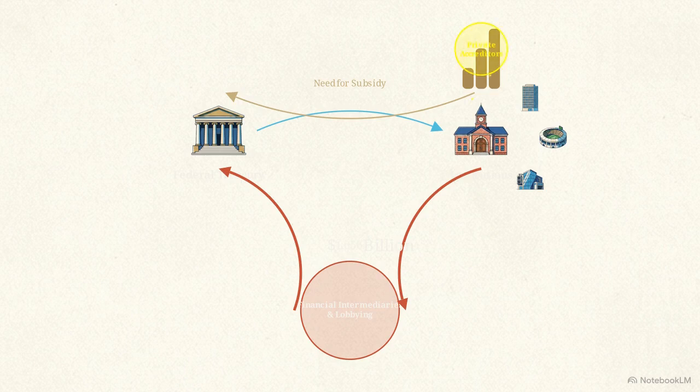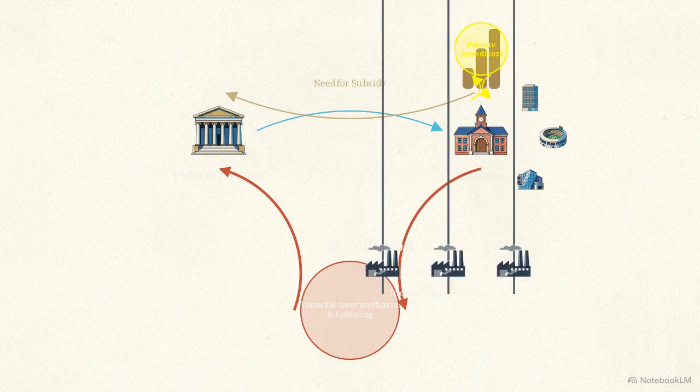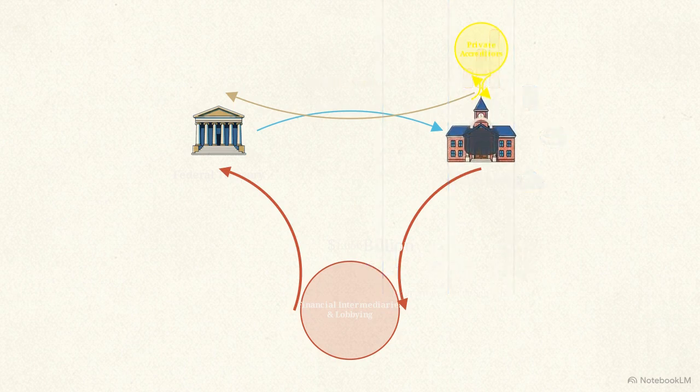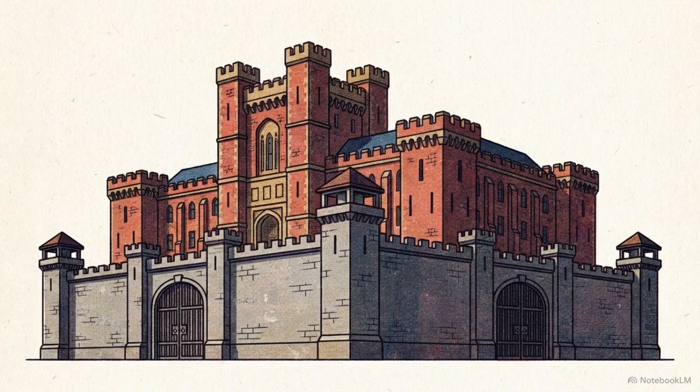Third is the compliance complexity loop. Systemic fraud prompts complex federal regulations, which increase compliance overhead and squeeze out small independent trade schools, consolidating power among large incumbents. The interaction of these three loops makes the higher education complex immune to surface-level policy changes.